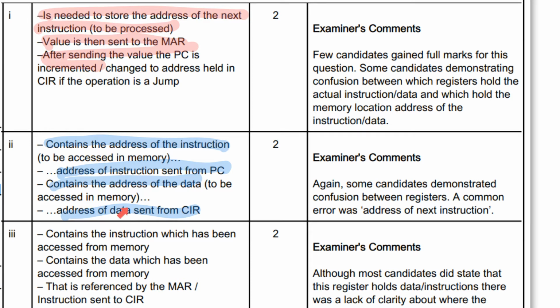You're right. So this is what we were just discussing. This is when you're using direct or potentially indirect addressing, and the CIR is having to send the operand because it's the address of the data. All right, let's see, 2 marks.